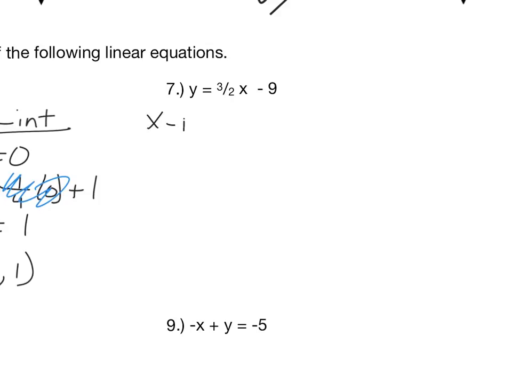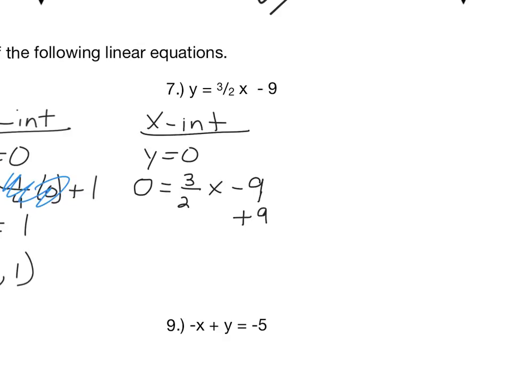Fraction again, x-intercept. Anywhere you see an x, and plug in x-intercept, y has to equal 0. So anywhere you see a y, you're going to plug in a 0. So that's 0 equals 3/2 times x minus 9. You get rid of that minus 9 first. Remember, you always get rid of addition or subtraction first. And how do you do that? You add 9 on both sides.